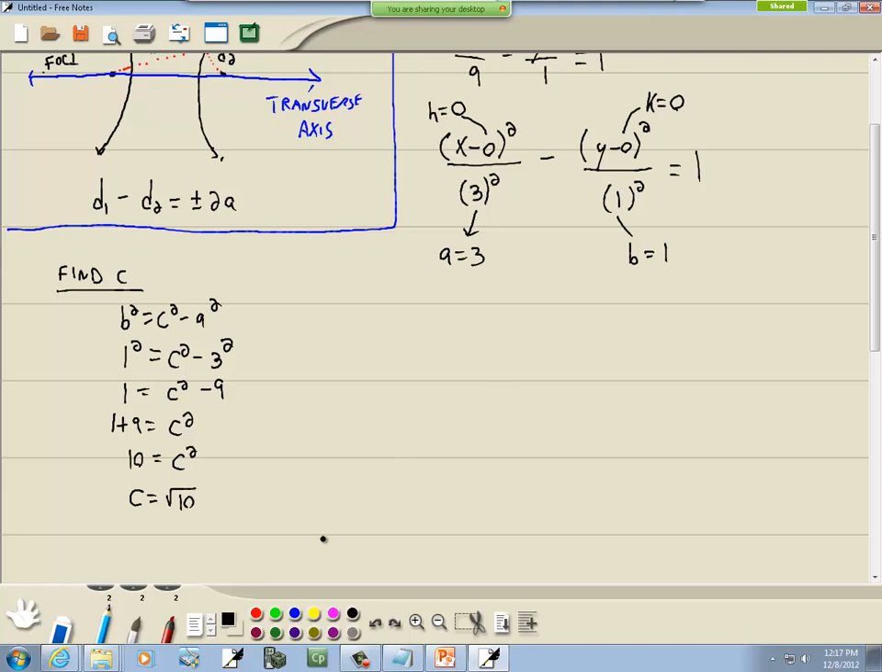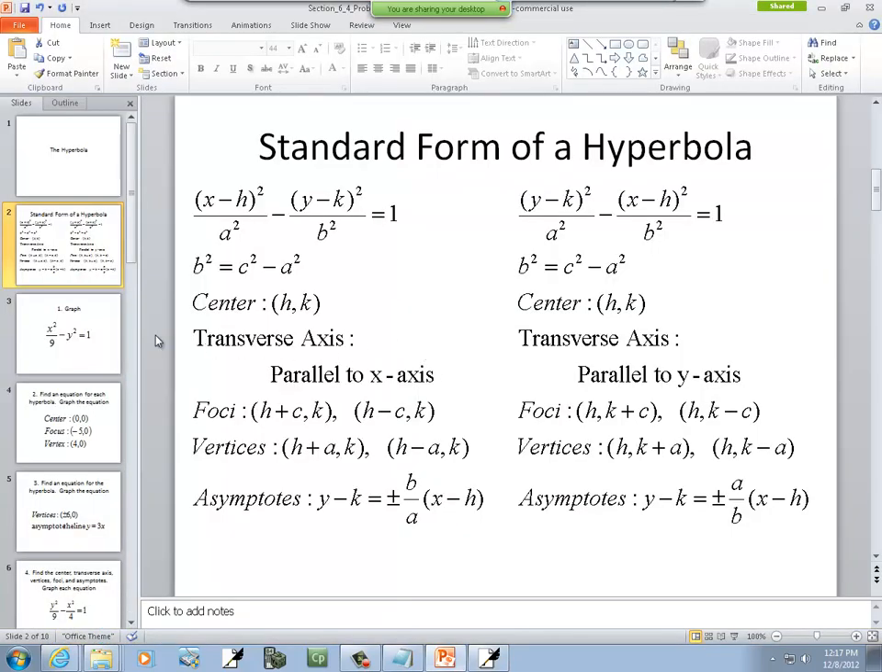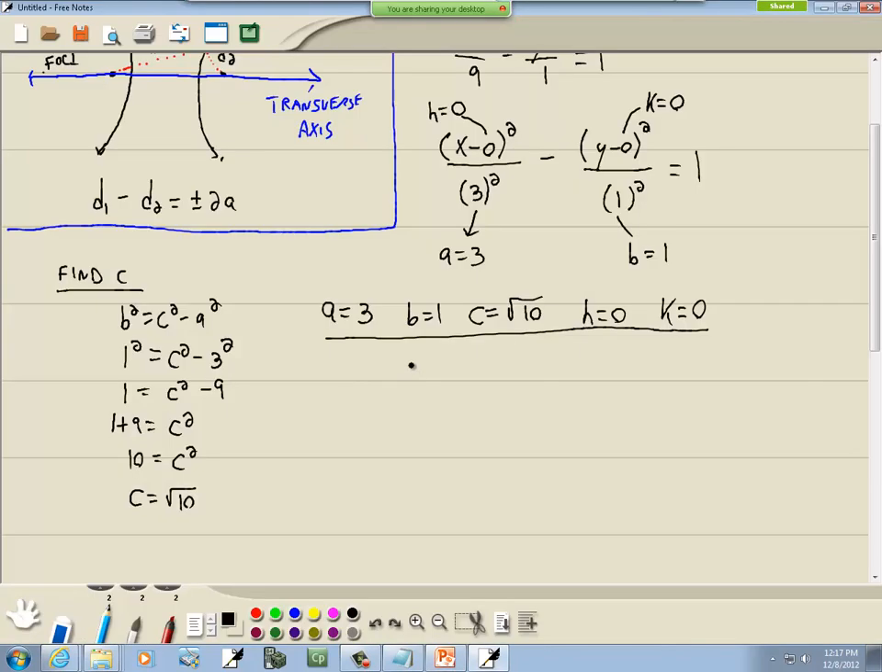Now you want a, b, and c to always be positive. Fits better with the formulas I gave you. A is 3, b is 1, and c is the square root of 10. And h is 0, and k is 0. So those are our 5 items we need for all of our formulas. So let's find them. Center is h, k.